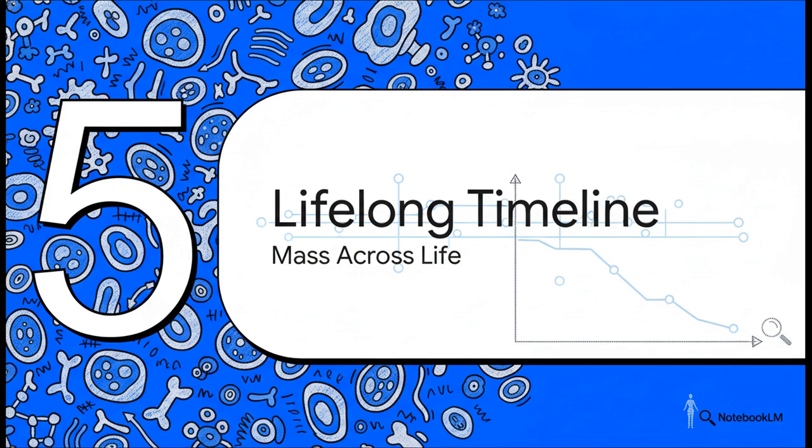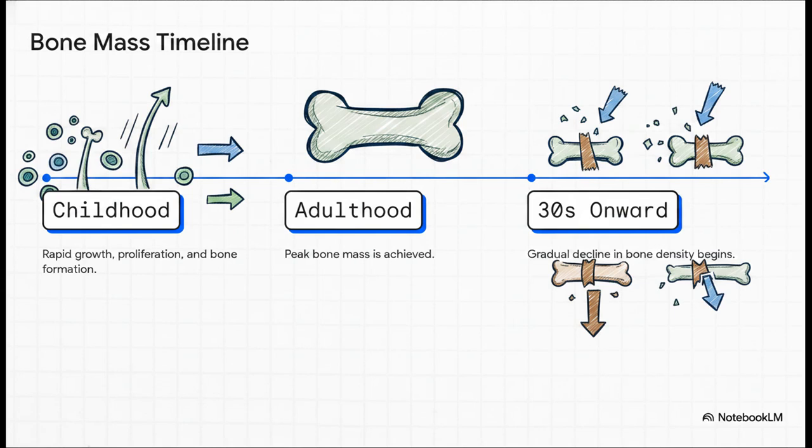Finally, let's move to Section 5, the lifelong bone timeline, mass across life. We need to see how these microscopic crews shape the trajectory of our entire lifespan. When we connect everything we've just discussed into a macro timeline, we see how the race to peak density plays out. In childhood, the balance is heavily skewed towards the builders.